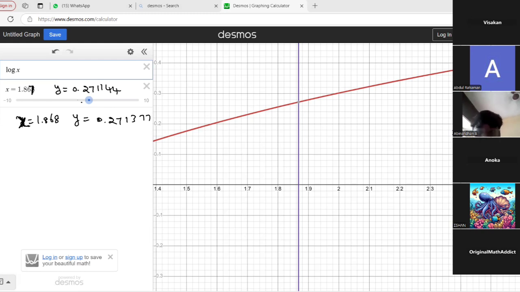Understood, everyone? Now shall I try to get to the slope here? As I said, slope is basically the change in the y values. So for the change in y values, the new value that you got is 0.271377, and the old value was 0.27114, correct now?